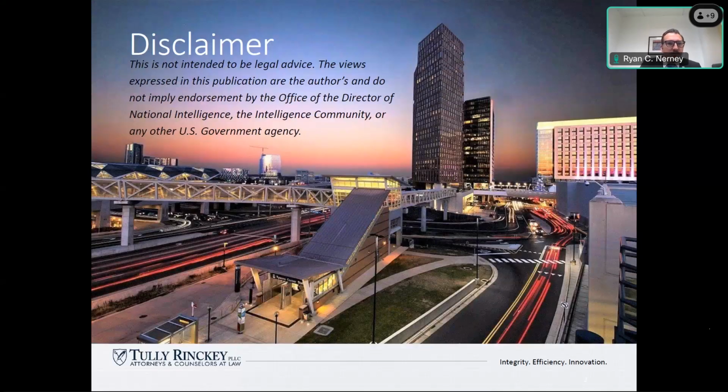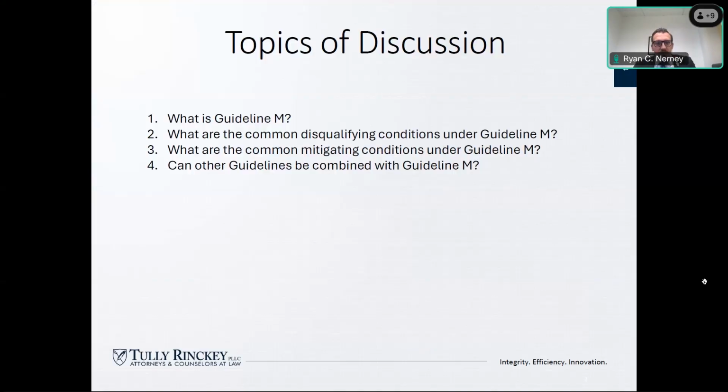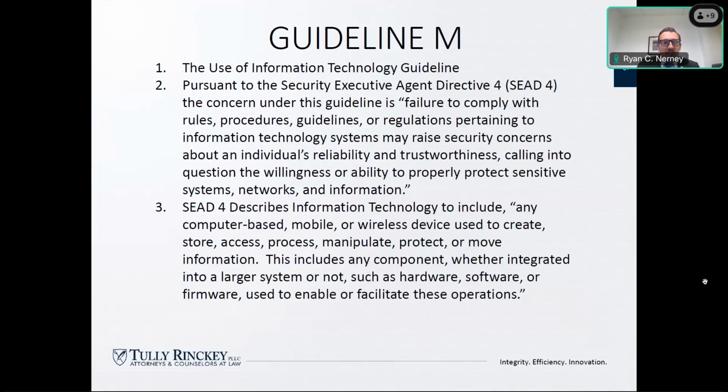The views expressed in this publication are mine and do not imply any endorsement by the Office of Director of National Intelligence, Intelligence Community, DOD, or any other U.S. government agency. So the topics of discussion, as I said, are going to be Guideline M, disqualifying and mitigating conditions.